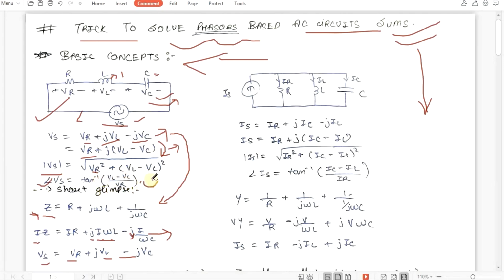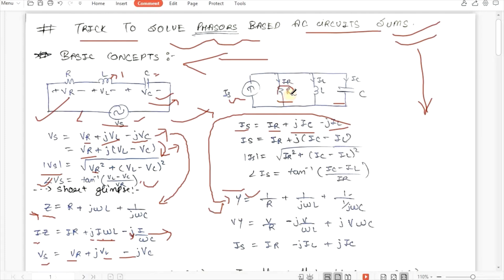So this was the basic thing that you should know about the series RLC circuit. Similarly, we have to understand the same concept for the parallel RLC circuit also. Here you can see R, L, and C all connected in parallel, and we have applied Is, basically input current, across this RLC parallel combination. So we will get Is equals IR plus jIC minus jIL. The reason is you have to find the admittance now. For a parallel circuit you can find admittance very easily, and for a series RLC circuit you can get impedance very easily.